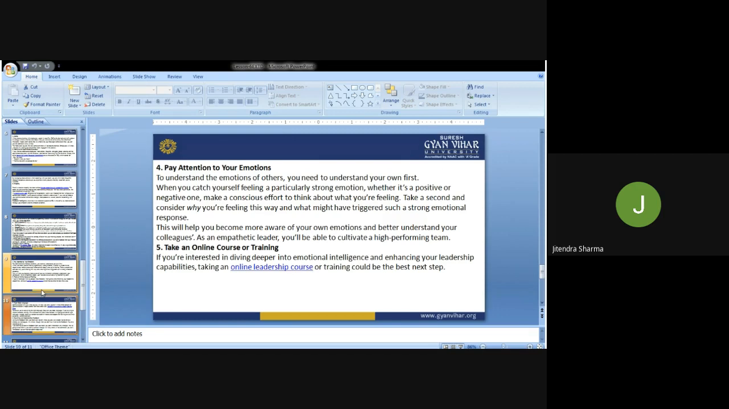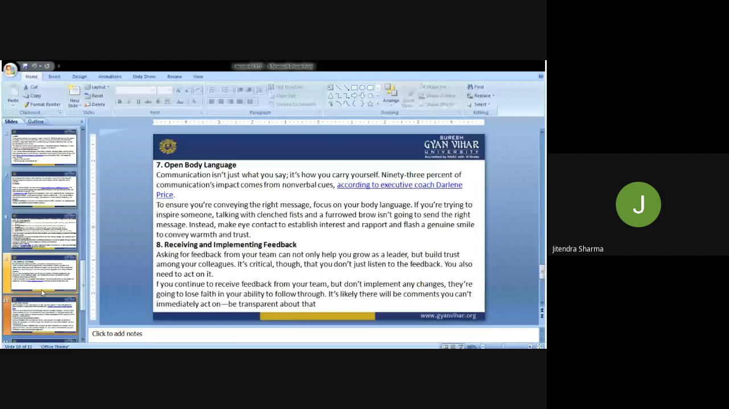Now, open body language is also very important. Our actions sometimes speak more than what we say in our speech. Communication is not just what you say; it's how you carry yourself. 93% of communication impact comes from non-verbal cues, according to executive coach Darrell Pryor. An intelligent leader sometimes gives a message just through their eyes, and it is decoded by the people following that leader. It's not so important in what way you say it; what is very important is in what way your body is giving the message.